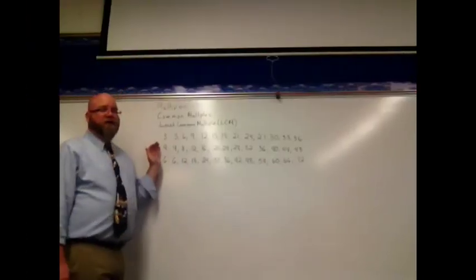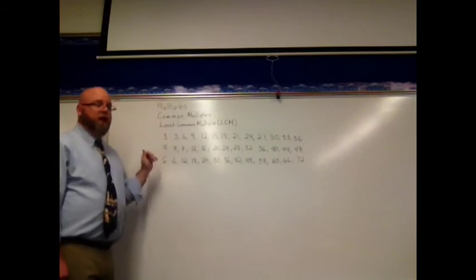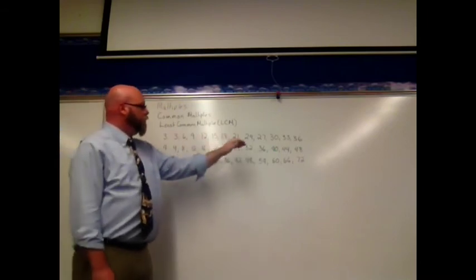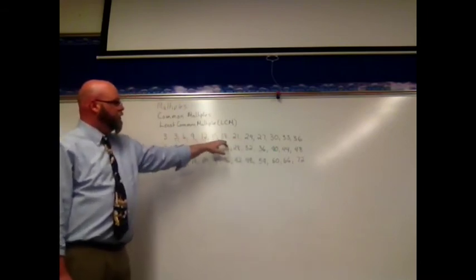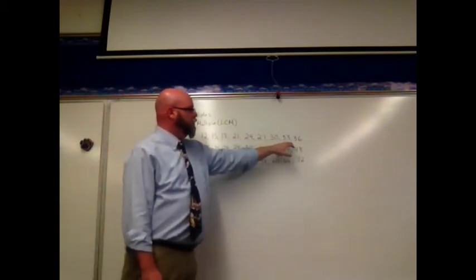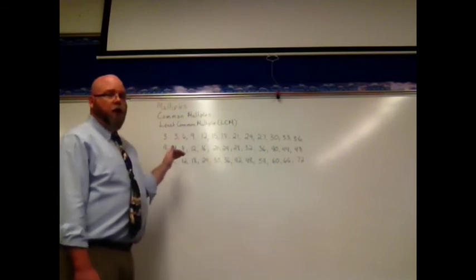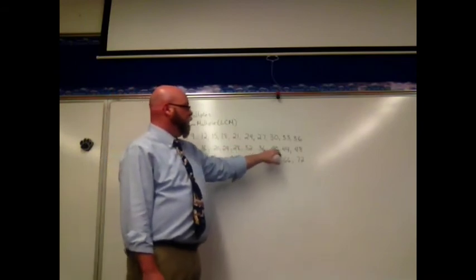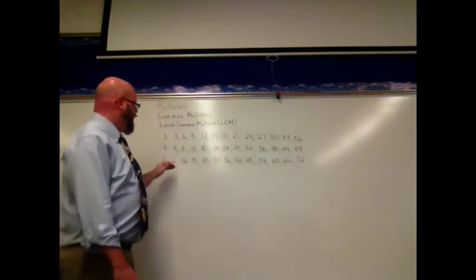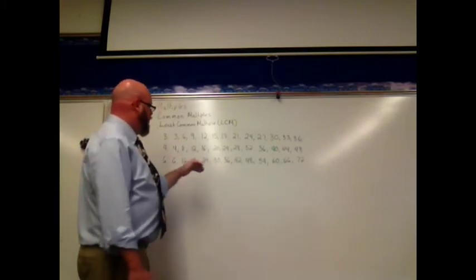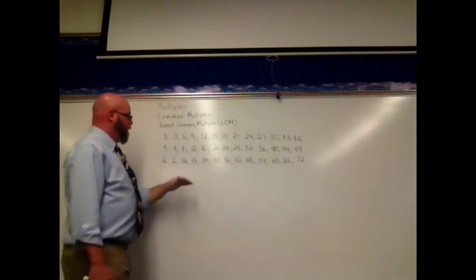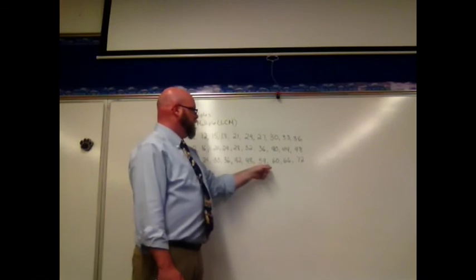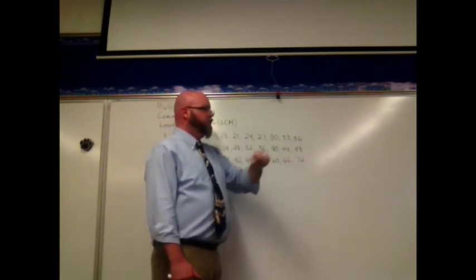Sometimes you might be asked to find the least common multiple of 3 different numbers. Here we're asked to find the least common multiple of 3, 4, and 6. So I've listed out all my multiples of 3: 3, 6, 9, 12, 15, 18, 21, 24, 27, 30, 33, 36. I've listed out all my multiples of 4: 4, 8, 12, 16, 20, 24, 28, 32, 36, 40, 44, 48. And I've listed out all my multiples of 6 out to the 12th multiple of 6: 6, 12, 18, 24, 30, 36, 42, 48, 54, 60, 66, 72.